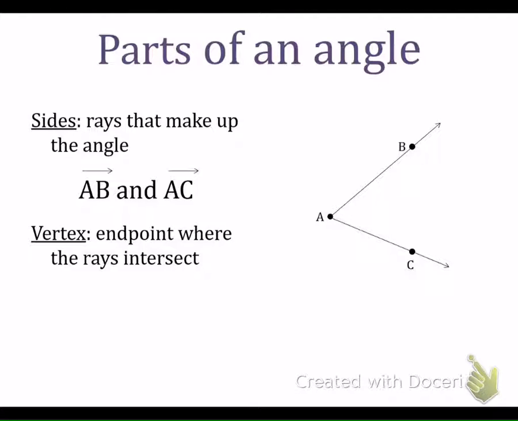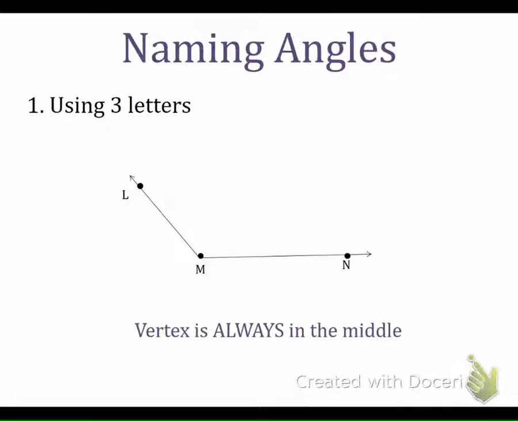Now, that spot where they both start, that point, we call that point the vertex. So in this angle, the vertex is point A. It's the endpoint where the rays intersect. All right, I'll pause there for you guys to catch up.